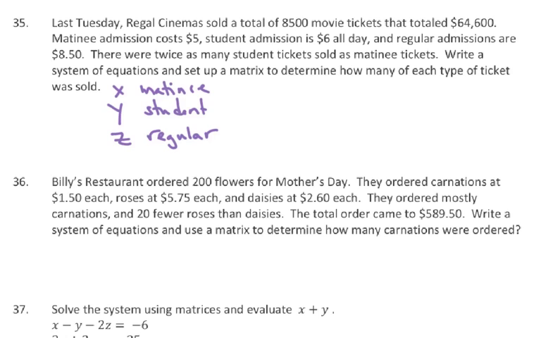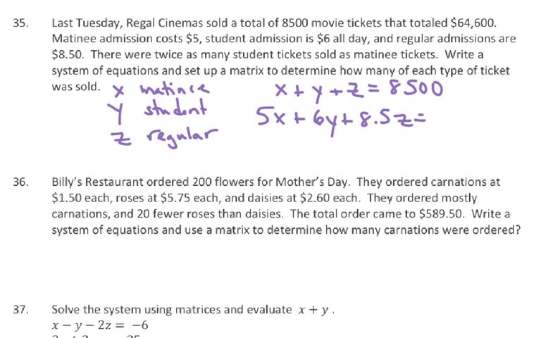So I know the total number of tickets is 8,500. I also know how much money I made. The matinee is $5, the student is $6, and the regular admission is $8.50, and I made $64,600. The last equation in my system has to do with this sentence: there were twice as many student tickets sold as matinee tickets. So the number of student tickets must be twice the matinee tickets.